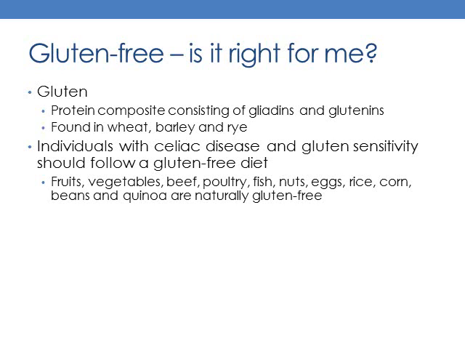So individuals who have celiac disease or have gluten sensitivity, these are the individuals that should follow a gluten-free diet. So this means we want to choose products that are not made from wheat, barley, or rye, or anything else that may have gluten. So a gluten-free diet really focuses on fruits and vegetables, beef, poultry, fish, nuts, eggs, rice, corn, beans, and quinoa. All of those are naturally gluten-free. You do have to watch for cross-contamination.